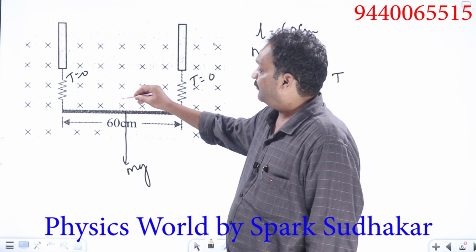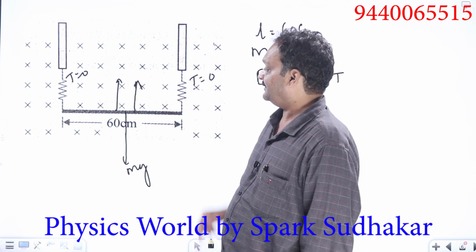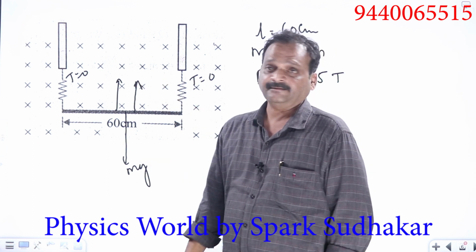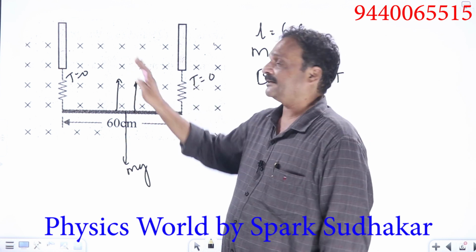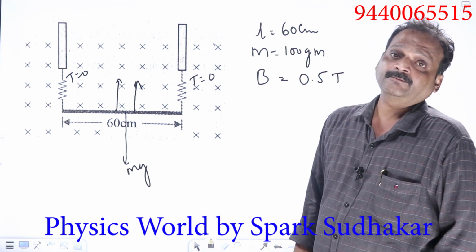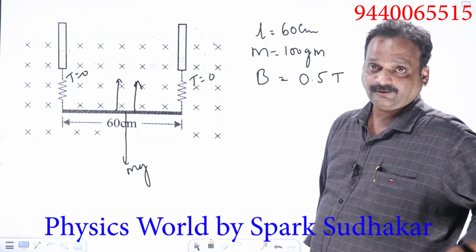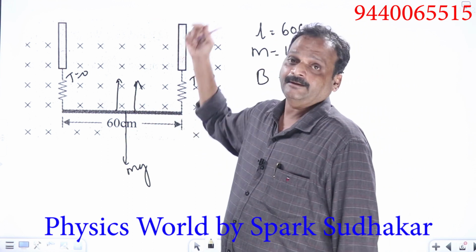If an equal and opposite force is acting in the opposite direction like this, which is equal to the weight mg, then the resultant will become 0. The leads will not have any tension. Now what is that force? That force should be provided by the magnetic force. That force is nothing but the magnetic force, and the magnetic force should obviously point upwards.